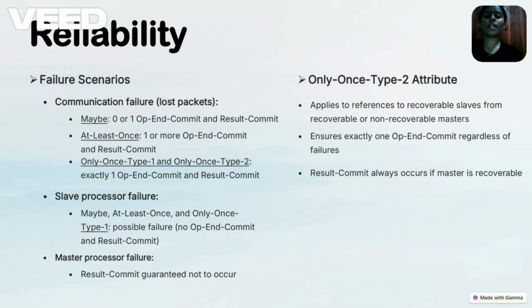Failure scenarios are communication failure, that is lost packets, slave processor failure, and master processor failure. The only-once type attributes apply to references to recoverable slaves, from recoverable or non-recoverable masters. It ensures exactly one end commit, regardless of failures. Result commit always occurs if the master is recoverable.